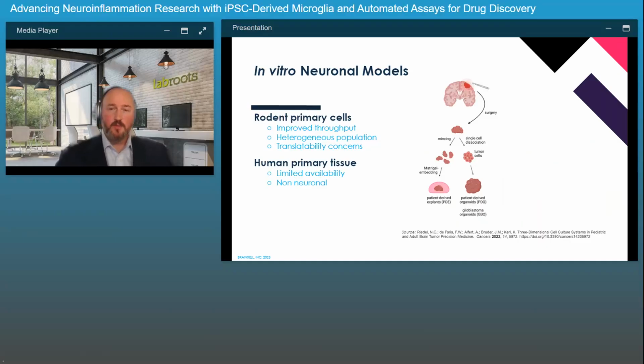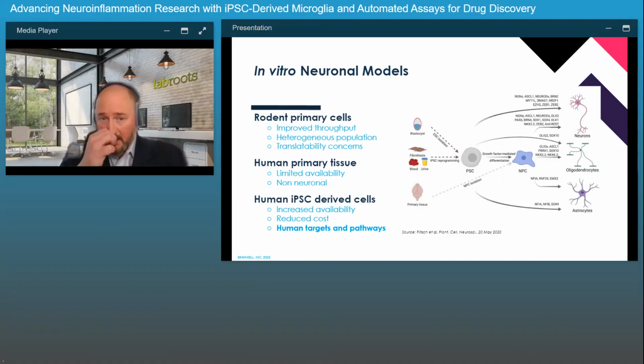Another option is human primary tissue. This is particularly challenging in neuro research, right? There is a tremendous limitation in the availability of these cells, and really, most human primary tissues are non-neuronal. You can get some neural cells, maybe astrocytes or microglia, but for the most part, this is really a major gap in the industry. And so finally, we have human iPSC-derived cells.